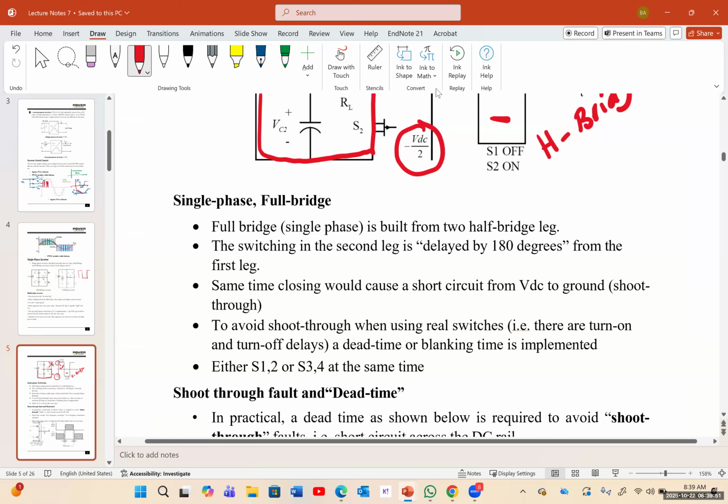So a full bridge or single phase is built from 2 half bridge legs. The switching in the second leg is delayed by 180 degrees from the first leg. Same time closing would cause a short circuit from VDC to ground, or what we call a shoot through. To avoid a shoot through, when using real switches, there are turn on off delays. A dead time or blanking time is implemented. Therefore, either S1, S2, or S3, S4 are turned on at the same time.